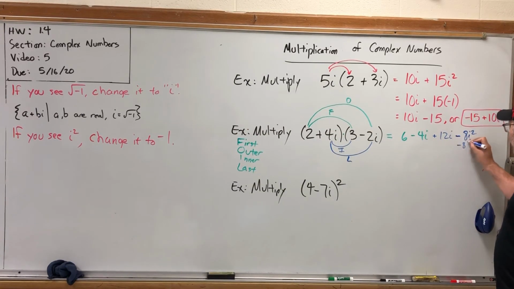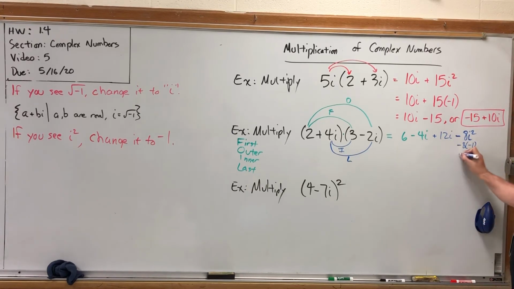This becomes -8 times -1 because I see an i squared. But -8 times -1 is positive 8. If you do enough multiplication, you start instantly realizing that an i squared simply changes the sign of the number in front of it. Because an i squared becomes -1, and multiplying by -1 just changes the number's sign.